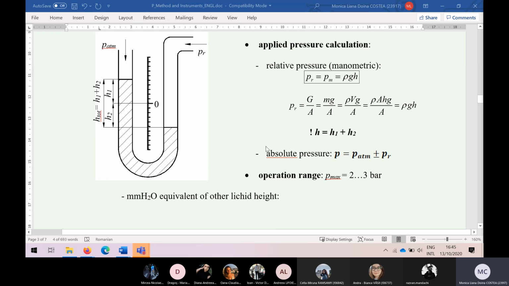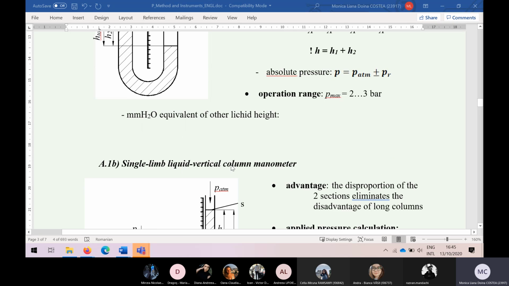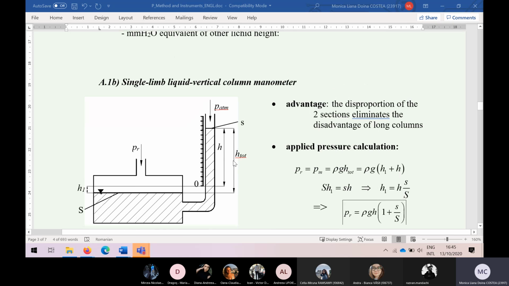We mentioned that above 3 bar, the instrument becomes fragile. So it has to be replaced by this single limb liquid vertical column manometer. Very long title, but this is it. What's the main advantage? The fact that we do not have this disproportion of the two sections is the main advantage, and also the fact that, having a reservoir, we can measure higher pressure.